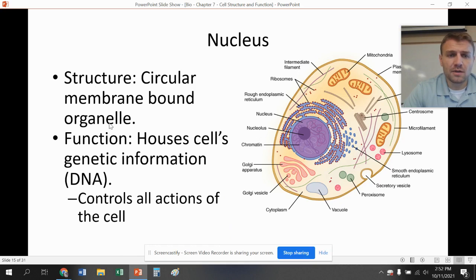The nucleus is a circular membrane-bound organelle. You can see here is our nucleus. It has its own membrane. Your cell membrane is one membrane, and this nucleus is also going to have its own membrane. This houses all the genetic code. This is where all of your DNA is going to be found, and it controls all the actions of the cell. How I describe this is it's kind of like the control center of the cell.